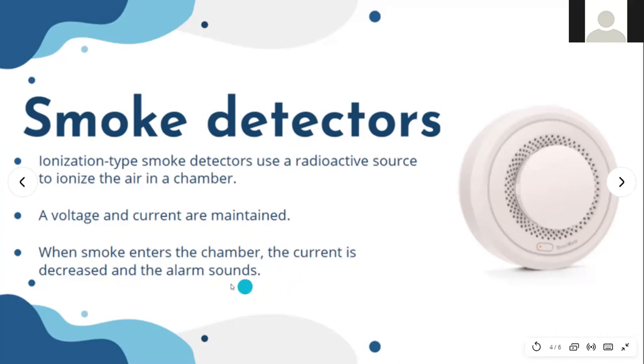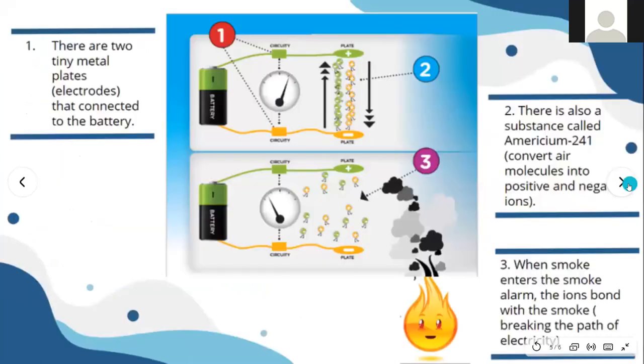To make it clearer, let's see the diagram. In this diagram, we can see there are two tiny metal plates, called electrodes, that are connected to the battery, and it will be like a circuit. Second, there is also a substance called americium-241. Americium-241 is a radioactive source, and it converts air molecules into positive and negative ions.